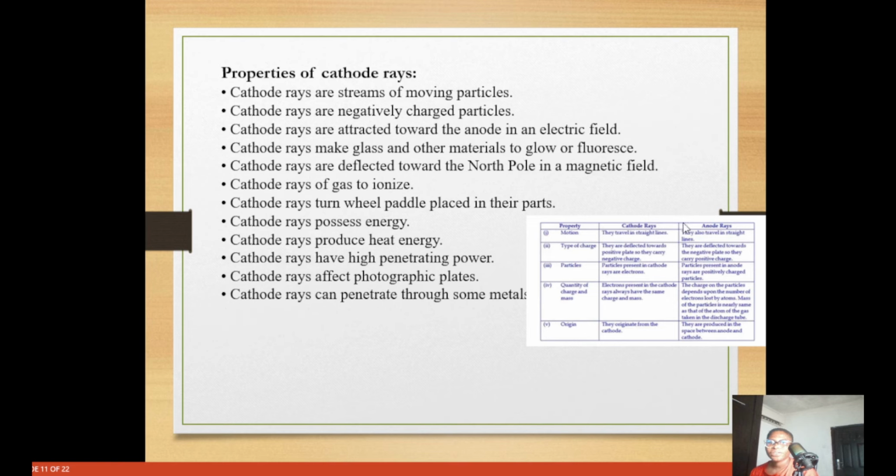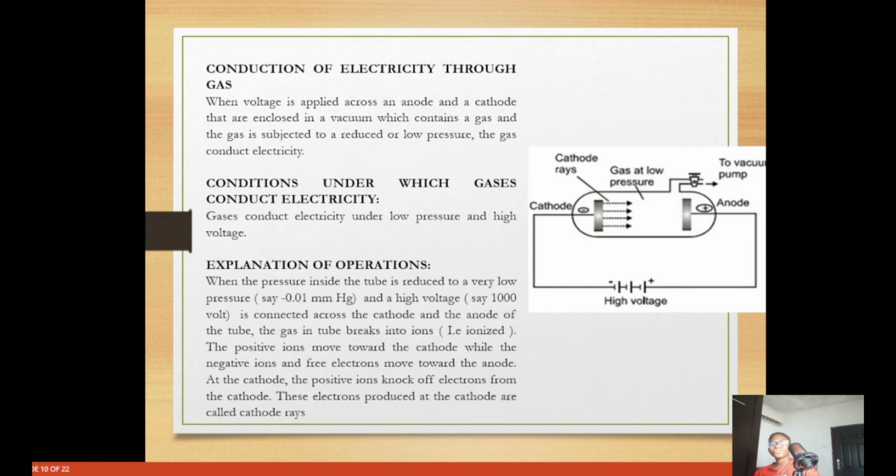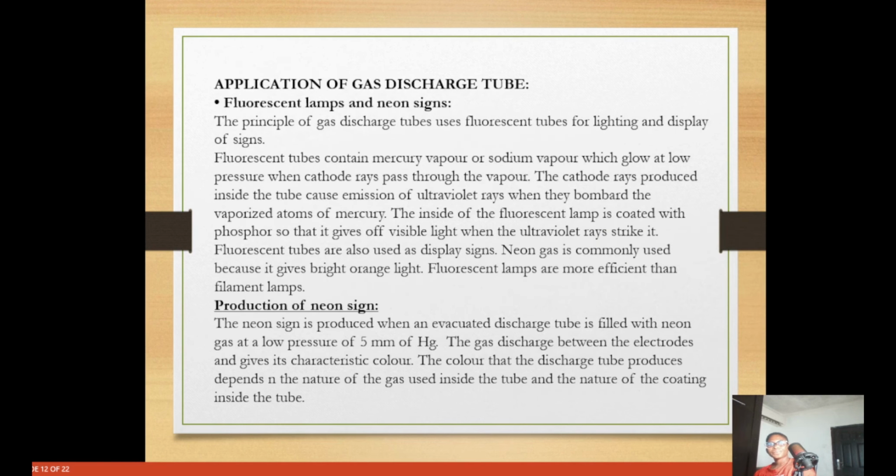Look at the differences we wrote between cathode rays and anode rays. Cathode rays travel in a straight line, while anode rays also travel in a straight line. So they both travel in a straight line. Cathode rays are deflected towards the positive plate, so they carry negative charge, while the anode rays are deflected towards the negative plate, so they carry positive charge. Particles present in cathode rays are electrons, while particles in anode rays are positively charged particles. So these are the differences between cathode rays and anode rays.